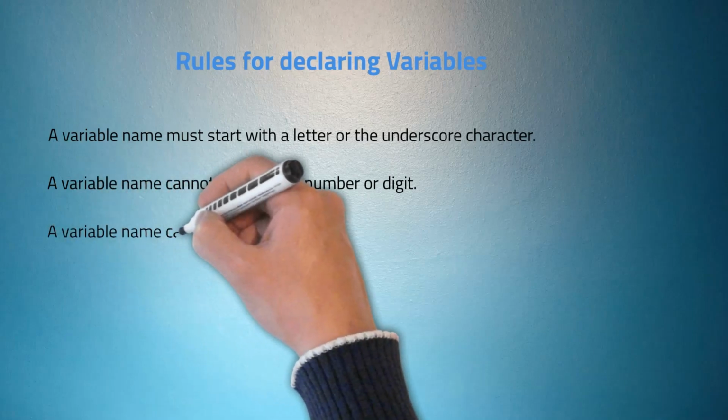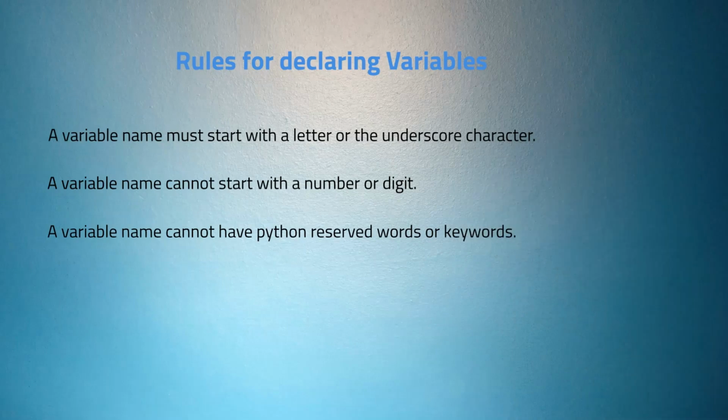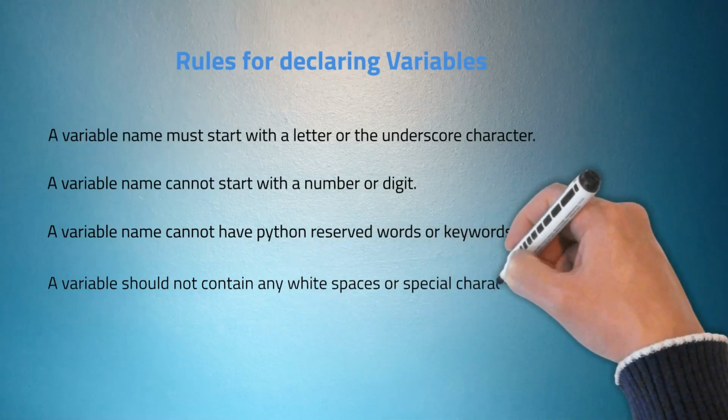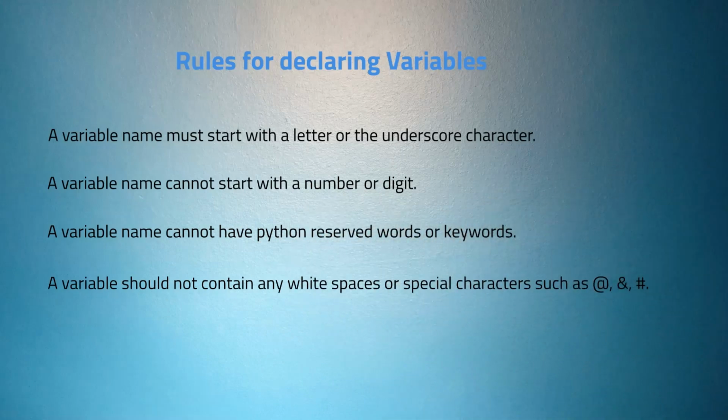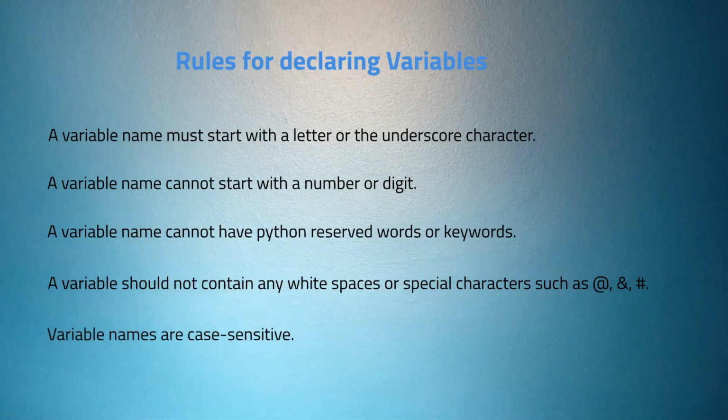We can't use any of Python's reserved words or keywords as variable names. A variable should not begin with a digit or contain any white spaces or special characters such as hashtag. Names are case sensitive. For example, a variable x in lowercase is different from a variable X in uppercase.